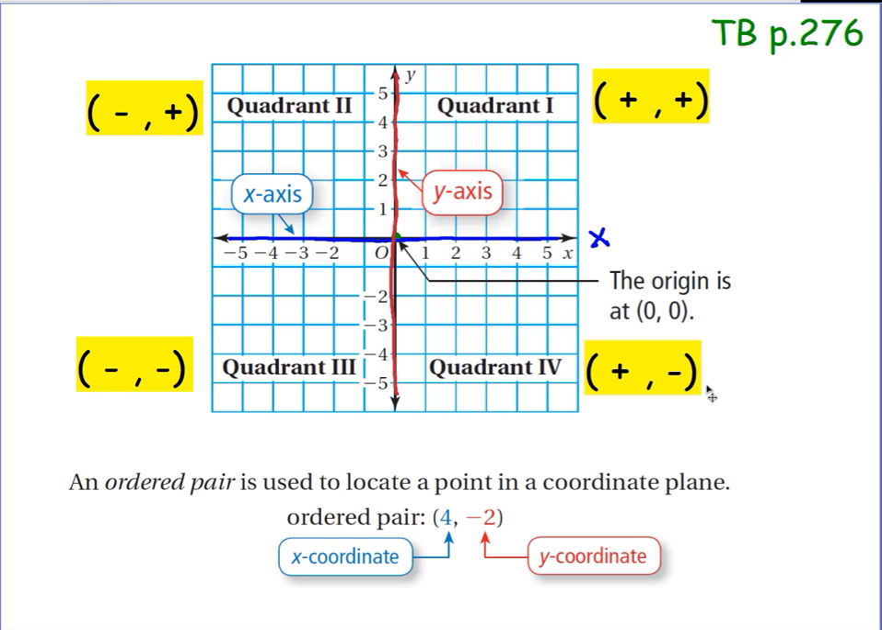So an ordered pair is used to locate a point on the coordinate plane. So let's take a look at the ordered pair 4, -2. Now, as we said before, the first number is always the x. So I'm going to go across to 4. And then the second number in our coordinate pair is -2. So that means I have to go down for -2. That places 4, -2, right here on the coordinate plane.